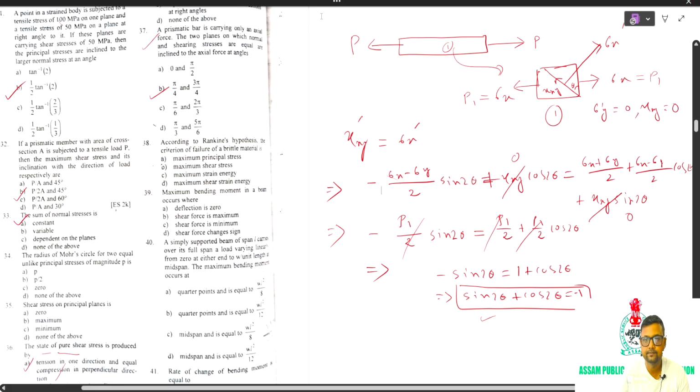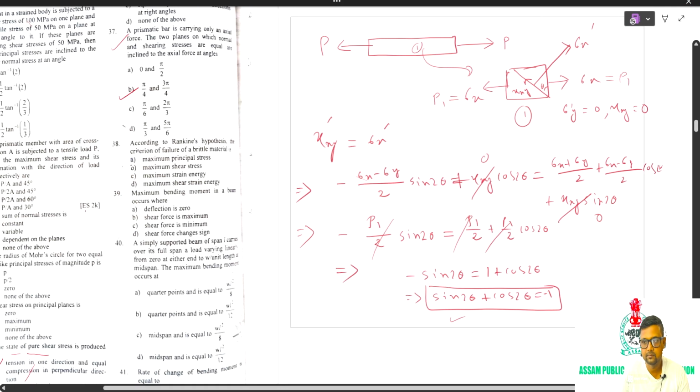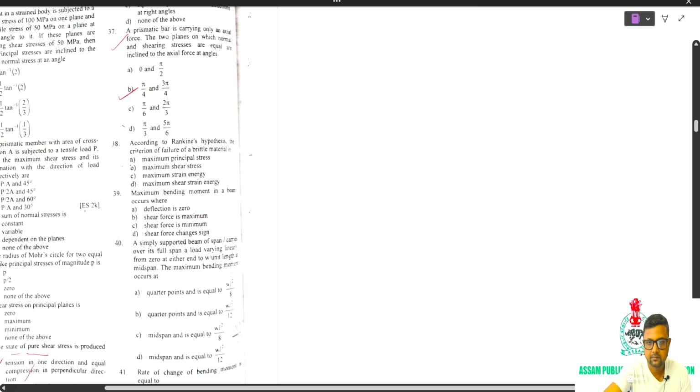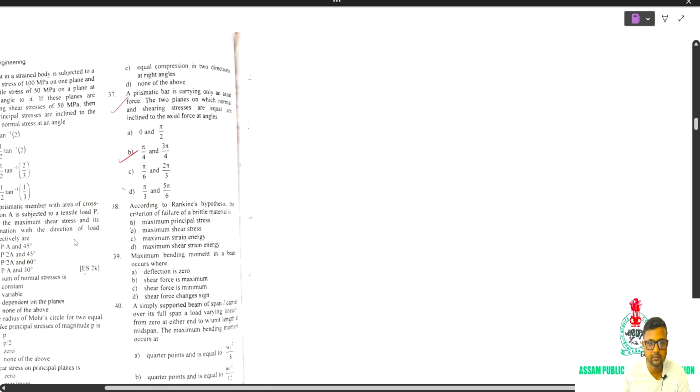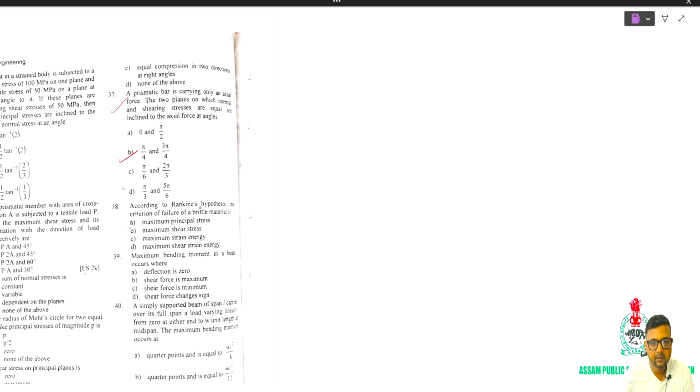Next question is: according to Rankine's hypothesis, the criterion of failure of a brittle material. See, there are some theories of failure. This maximum principal stress is for Rankine, and this is for brittle material. Always have to remember brittle material, right?